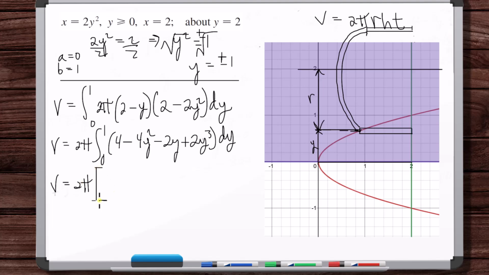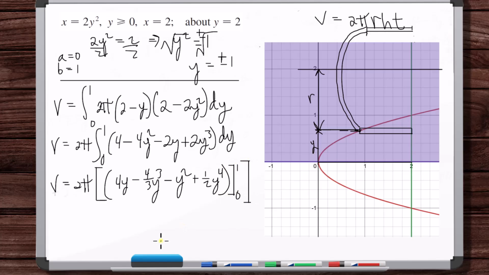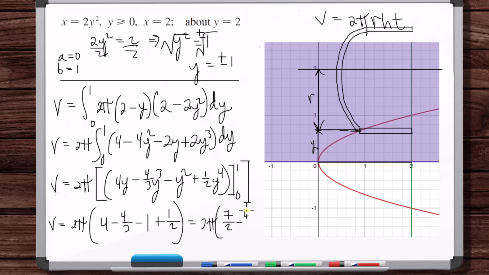So let's do this integral. 4y minus 4/3 y cubed minus y squared plus 1/2 y to the 4th, evaluated from 0 to 1. When you plug in 0, this all goes away, so we just need to evaluate this at 1. So 4 minus 4/3 minus 1 plus 1/2. This is 4 minus 1 is 3, 3 plus 1/2 is 3.5, which is 7/2 minus 4/3.